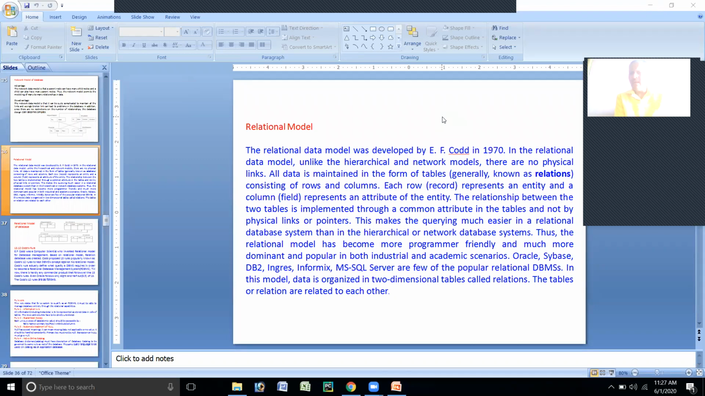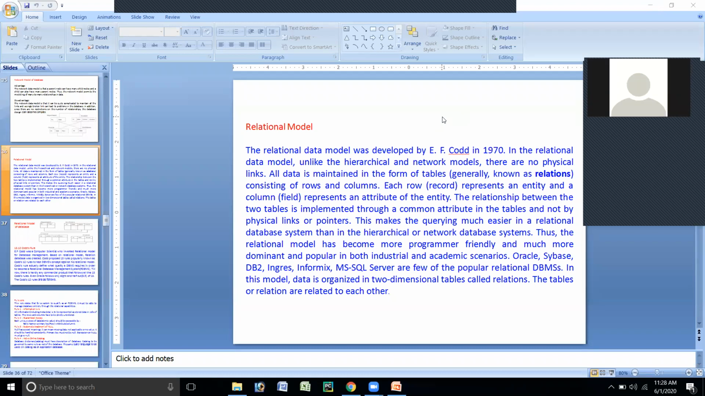The relationship between the two tables is implemented through a common attribute. That is, how we are accessing both tables or more than one table: only if at least one column is the same in the two tables can we access them. If the columns in this table are entirely different from the columns in that table, you cannot combine those two tables and get the data. Only if at least one column is the same in both tables can you apply the relational database model and access the data from both the tables. This point is clear?